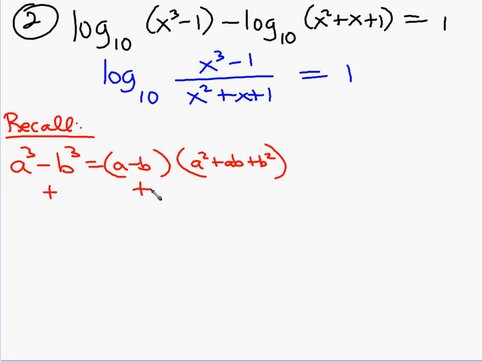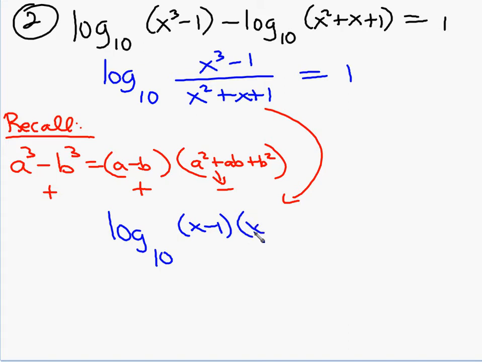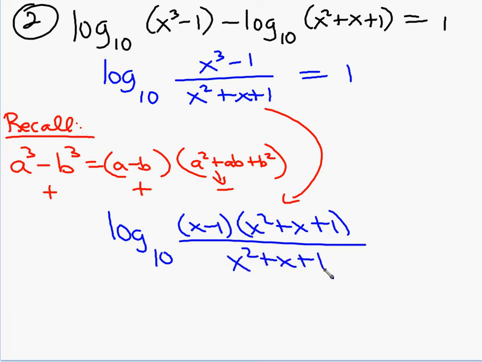This one becomes a plus, and that one becomes a minus. Everything else is the same. Okay? Just in case you run into that situation. So if I know this, I can factor that numerator, log base 10, into x minus 1 times x squared plus x plus 1, all over the denominator.